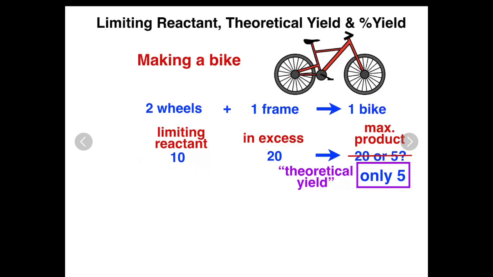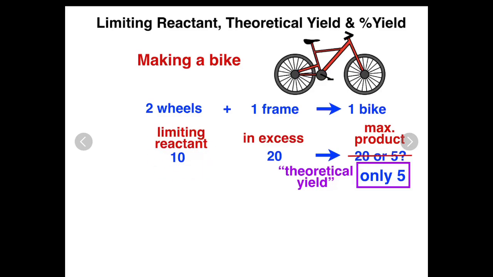In other words, the limiting reactant is the reactant that limits the amount of product that can be made. Okay, so again, the reason why I call it maximum product is because this is the maximum possible amount of the product that can be made, which is only going to be 5 of them. It's not going to be 20, because we don't have enough wheels to make 20 bikes.